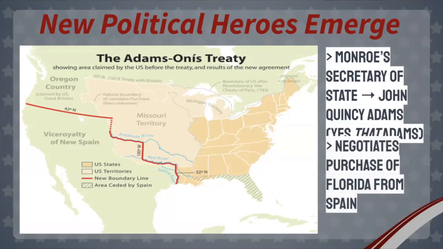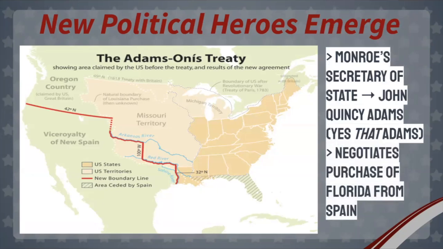John Quincy Adams would gain a lot of notoriety for negotiating the surrender and the purchase of Florida from Spain. This was more American territory, and it ties back to what we learned earlier in the video, talking about the wars against Seminole natives in Florida. So James Monroe's Secretary of State, John Quincy Adams, pulls off a major victory for the United States in what is known as the Adams-Onis Treaty.